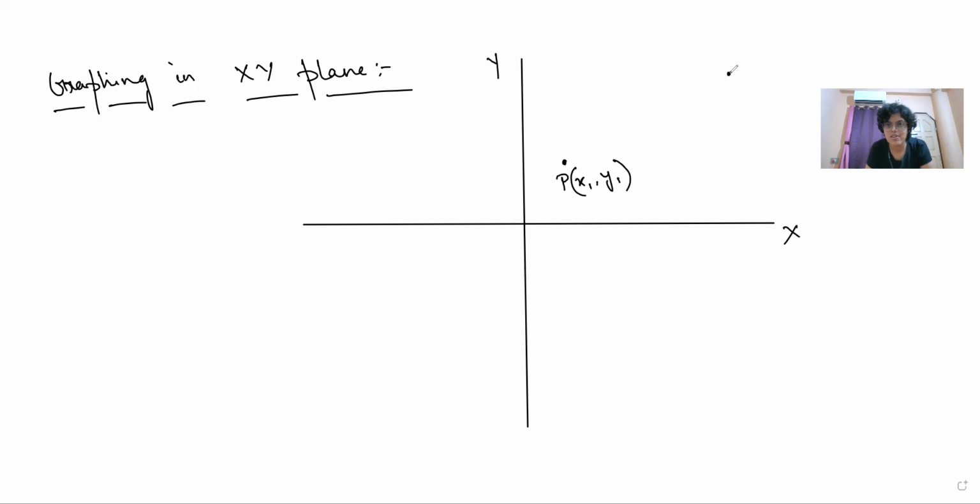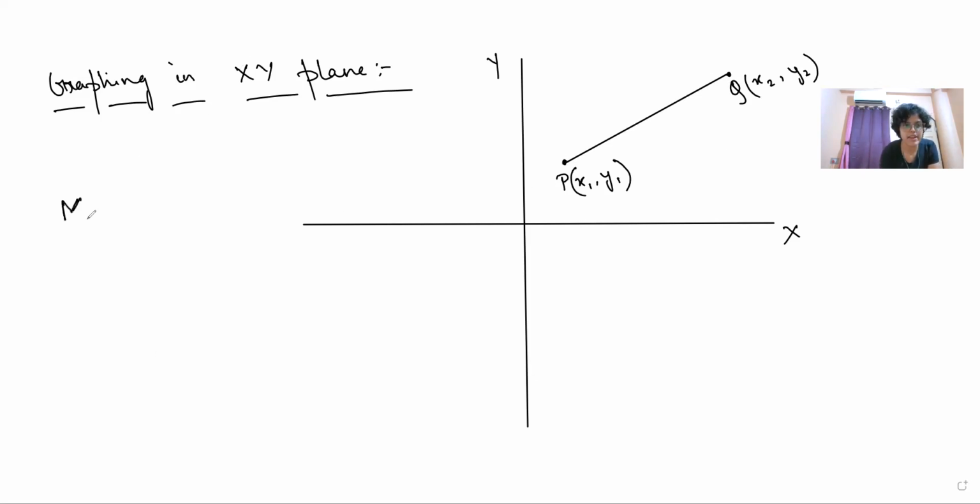Let's say we plot another point here, which is Q, and Q is x2, comma y2. Now we join these two and we see further. There we go. When we have two points and their coordinates are given to us in the XY plane, we can get a lot of information about this line segment PQ. What are the things that we can find out from here?